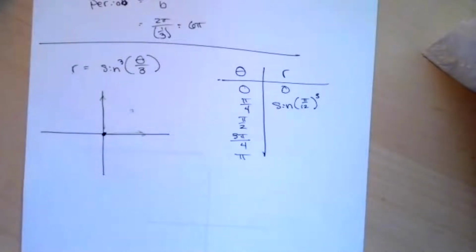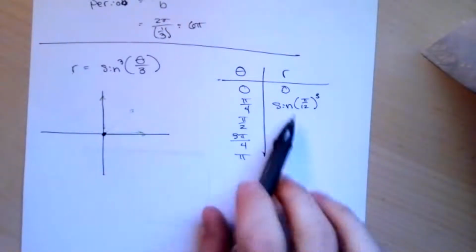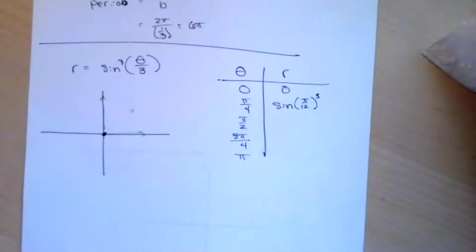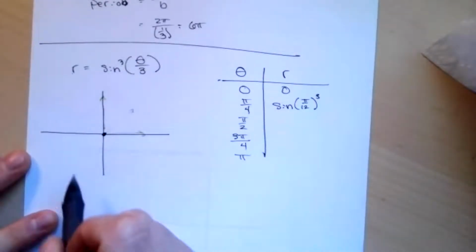Graphing, you don't want to spend too much time on graphing these, especially on an exam or a quiz, because if plotting these points and computing the values takes up all your time, you're not going to be able to do any of the calculus on it that you still have to do. So let's just keep that for a second. We'll say sine of pi over 12 cubed, whatever that is. Maybe we can eyeball it or estimate it from the rest of the graph.